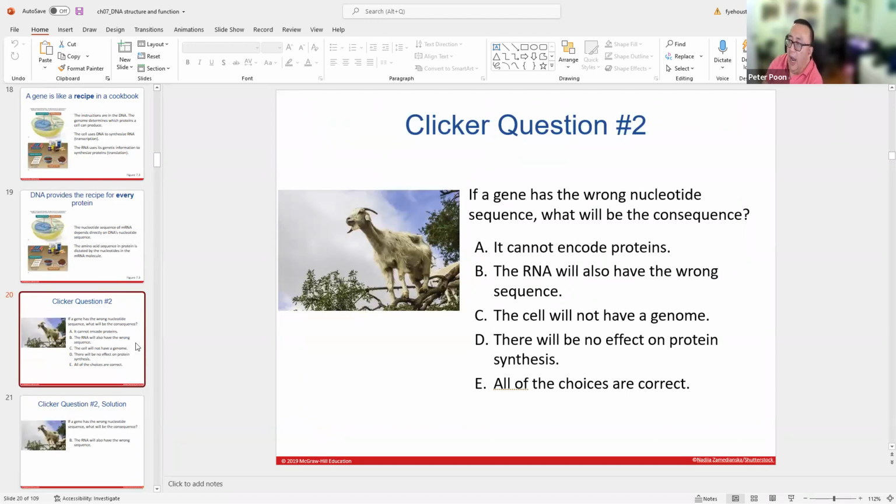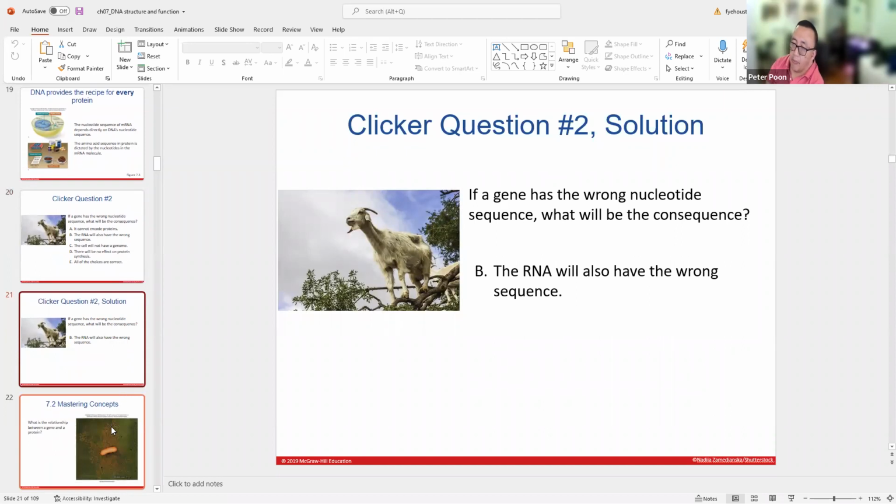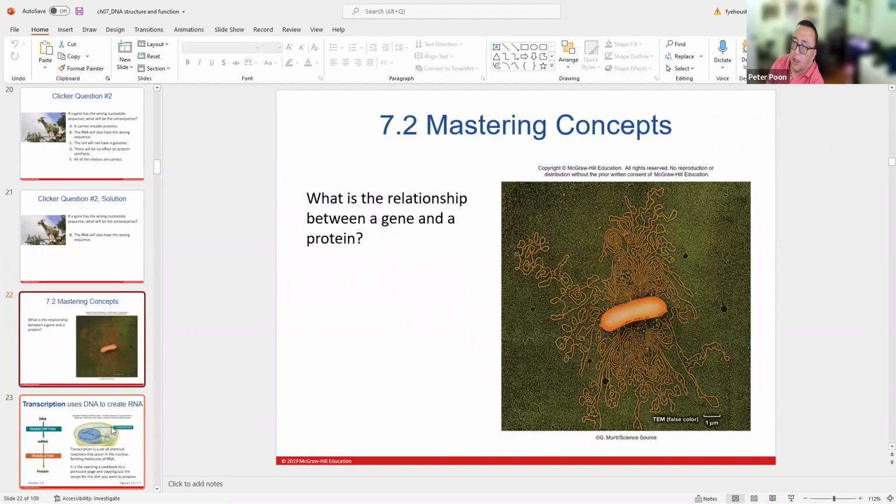If a gene has a long nucleotide sequence, the RNA will also have a long sequence. That does not mean you cannot have big proteins. But it means that if the DNA is wrong, the RNA will be wrong. Make sure you understand this too.